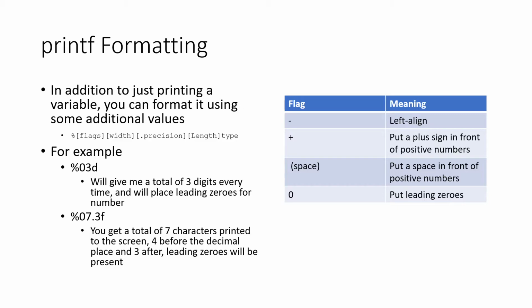In the case here that we have %07.3f, what that's telling me is I want 7 total characters, and I want 3 of those characters to be after the decimal point.